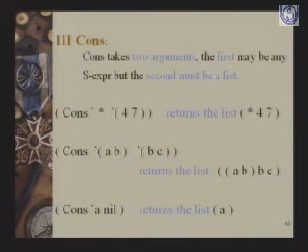Friends, we know that nil has a double role. Nil may be used as a list with no element at all, and nil may also be used as false.